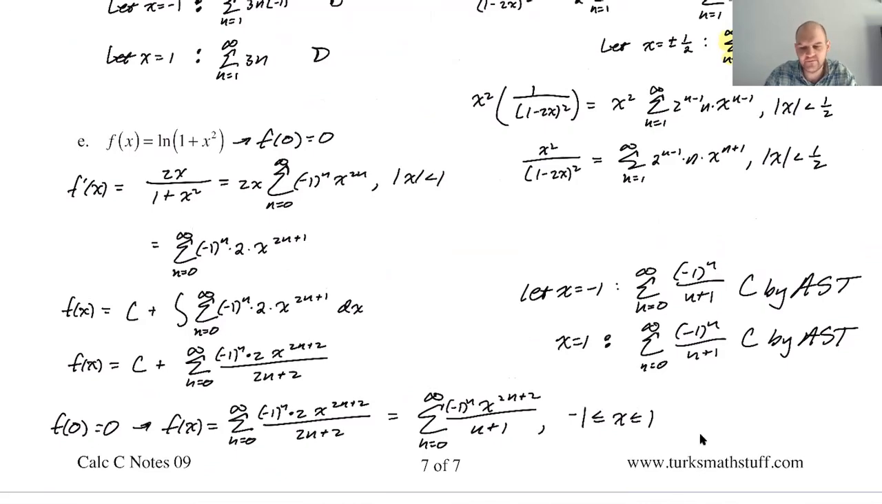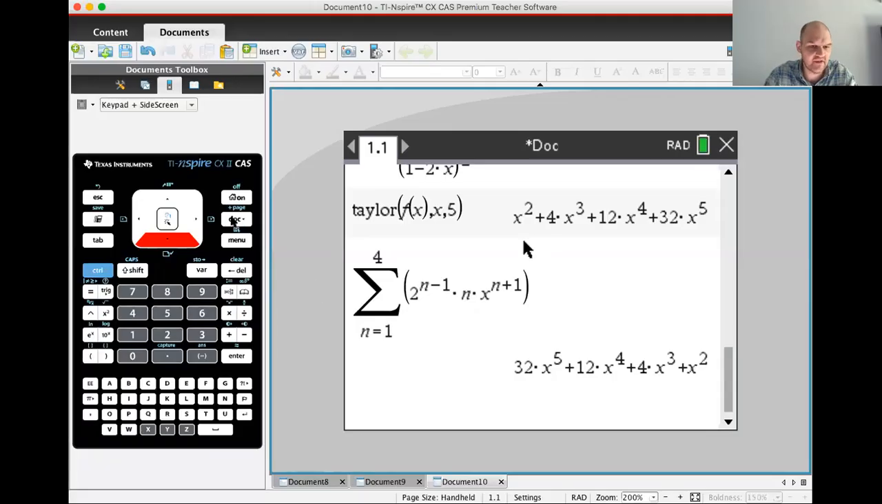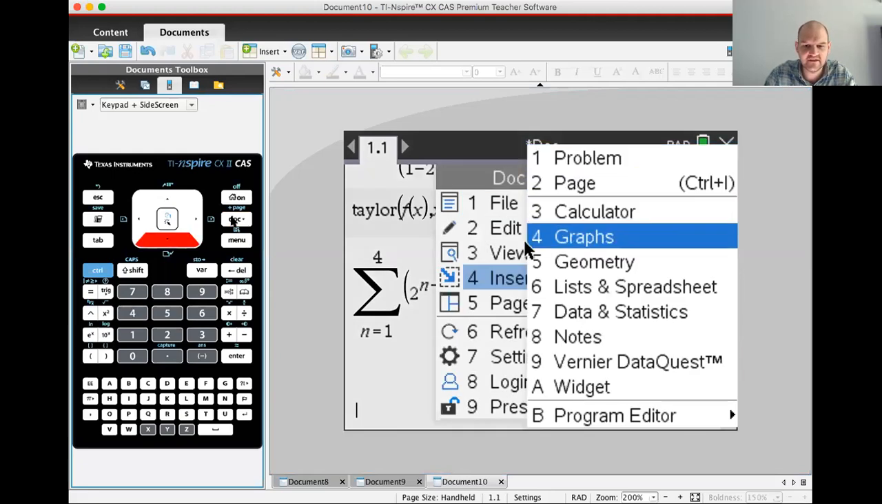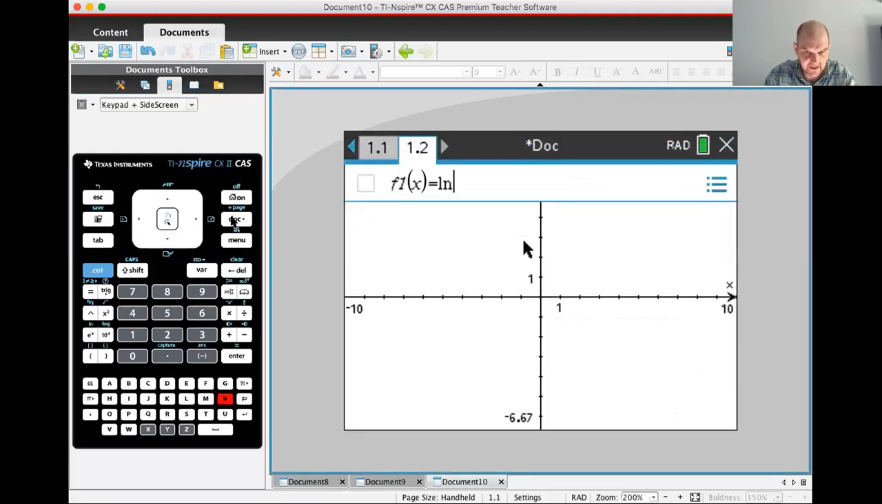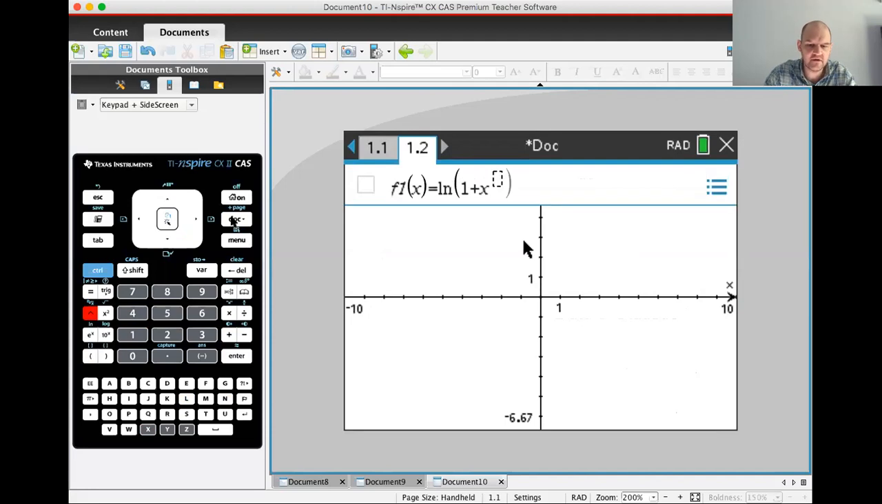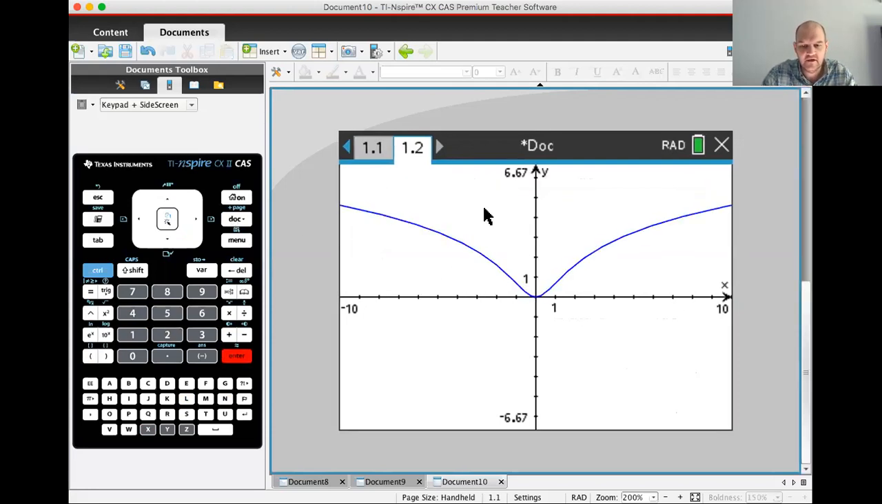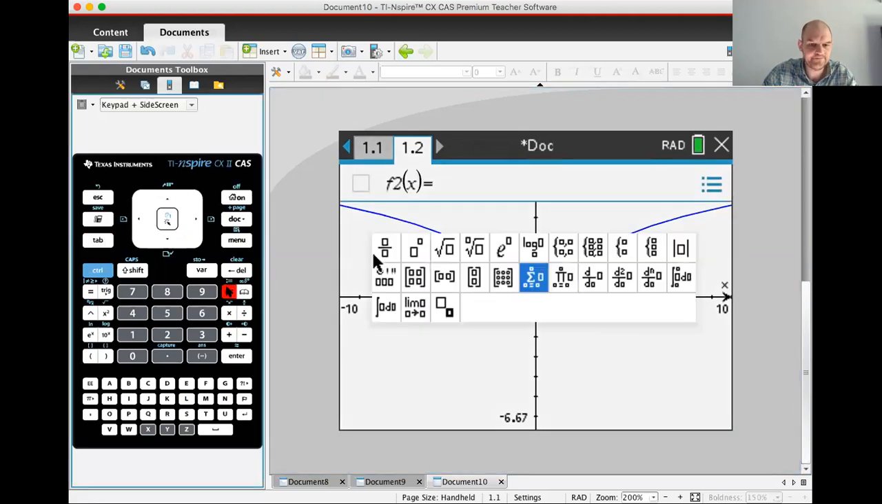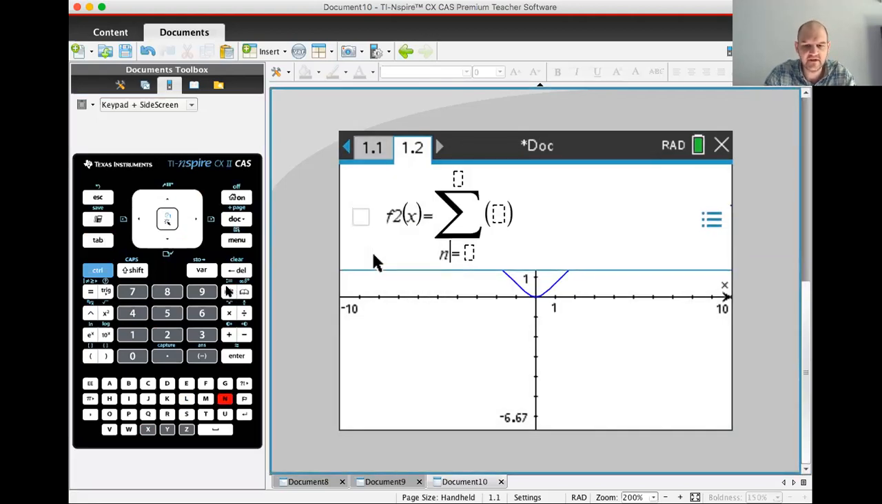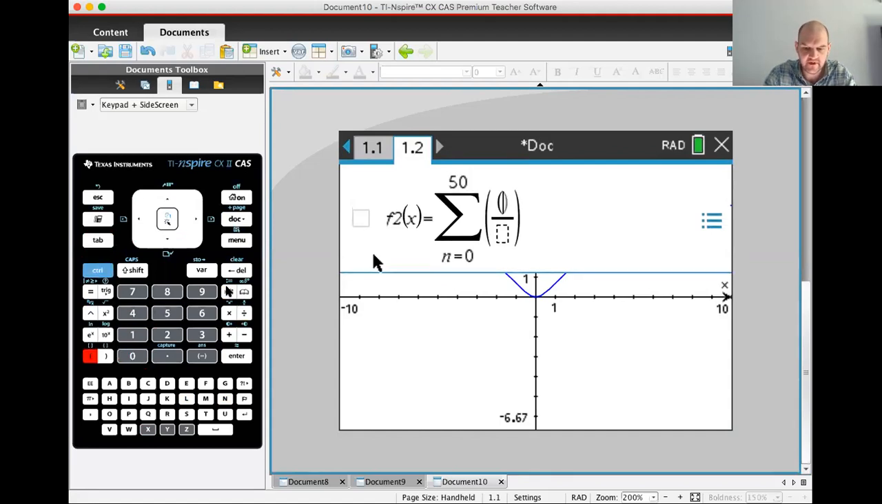I'm gonna just check graphically, I think. So I'm gonna graph the natural log of 1 plus x squared. Okay, that's a neat looking function. And then I'm gonna graph a couple terms, n from 0 to, let's go to 50, of negative 1 to the n. Remember how surprised I was when there was an extra 2 and then a 2n plus 2 in the denominator? That was fun.